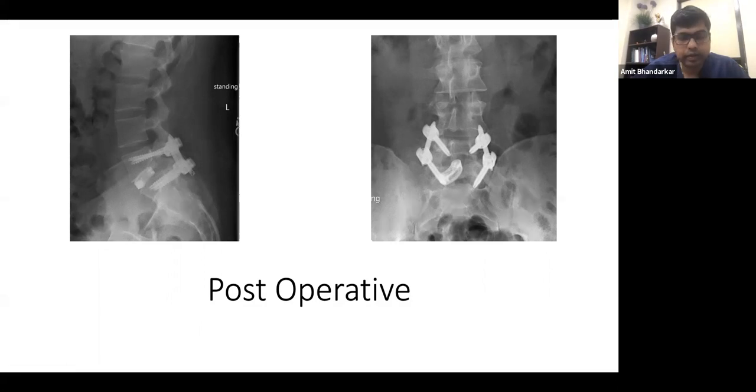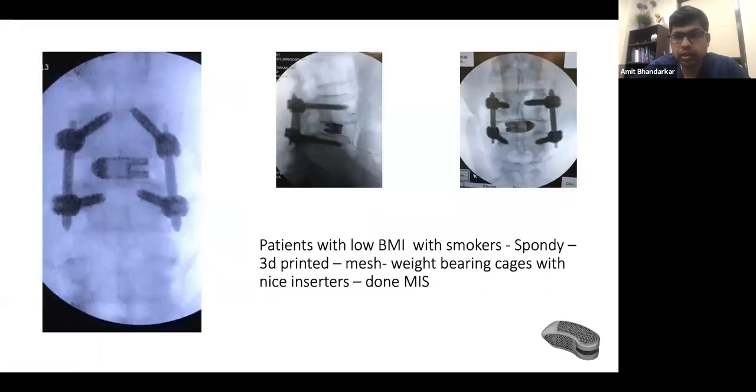And this cage has been working good. So these are the other examples of those mesh cages that we have, or titanium 3D printed cages, that were implanted. Nice implantation, less subsidence chances, nice graft window to cause a bony union. So all young patients who are very active.